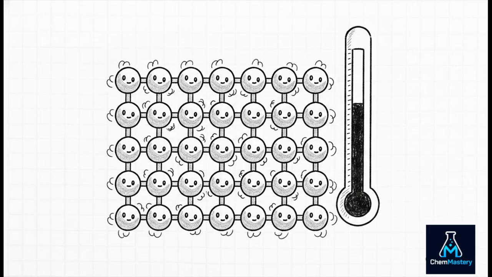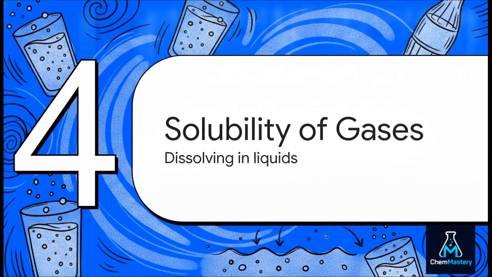They just don't have the kinetic energy to break free and slide past one another. They can only sit there and vibrate in place. Honestly, it takes extremely high temperatures, we're talking steel manufacturing or semiconductor baking, for any solid diffusion to actually be noticeable. All right, on to Section 4, Solubility of Gases.